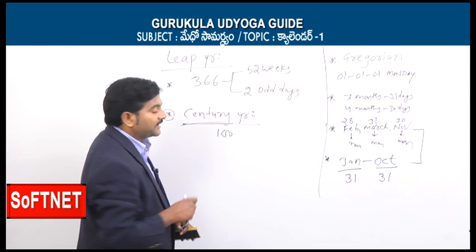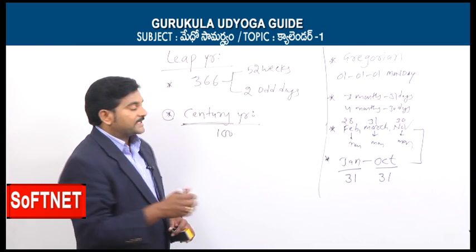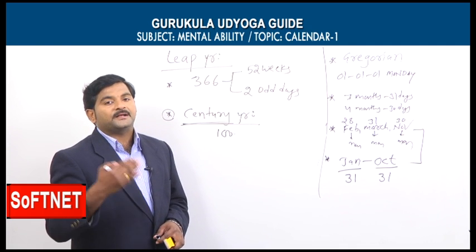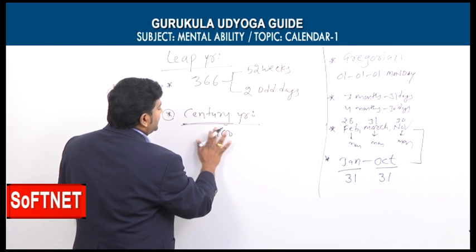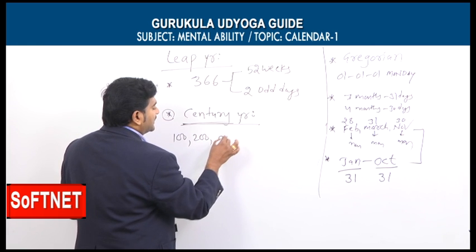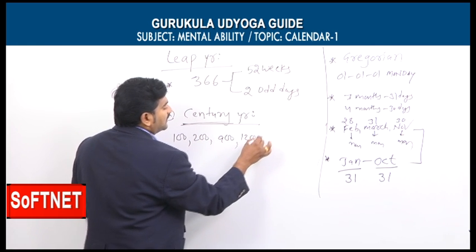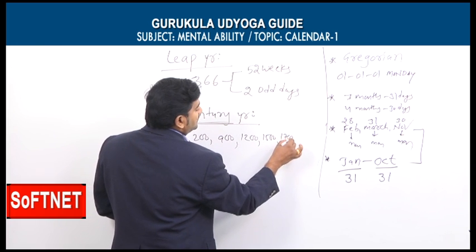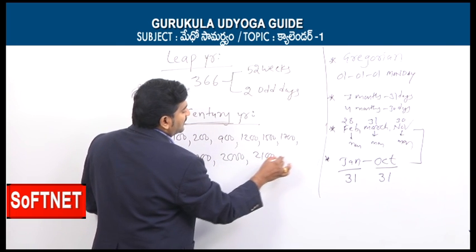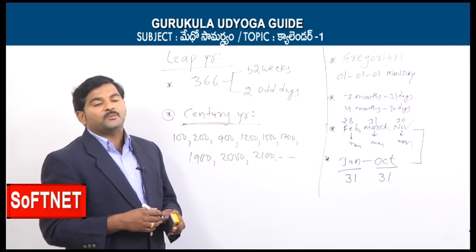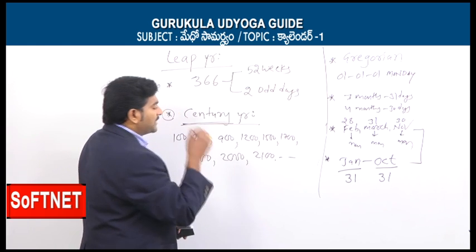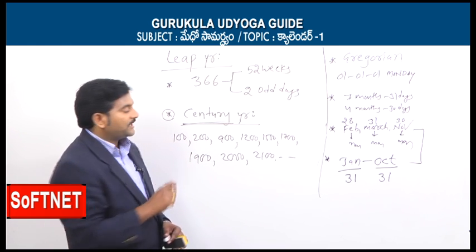I repeat this point once again. If a year is exactly divisible by 100, then that year is said to be century year. If not, it is said to be non-century year. We will take many examples. So let's say, for example, 100th year, 200th year, and so on. For example, 900th year, 1200th year, 1500th year, 1700th year, 1900th year, 2000 year, 2100 year, and so on. These years are all said to be century years because all these years are exactly divisible by 100. That's why these years are said to be century years.